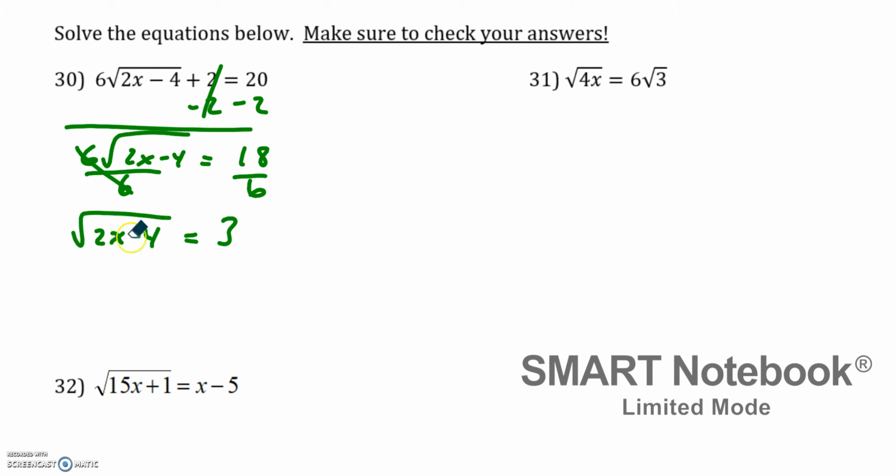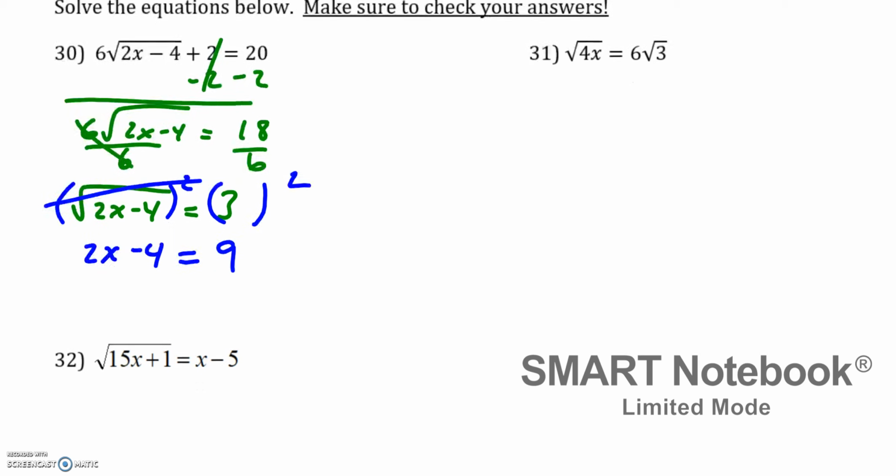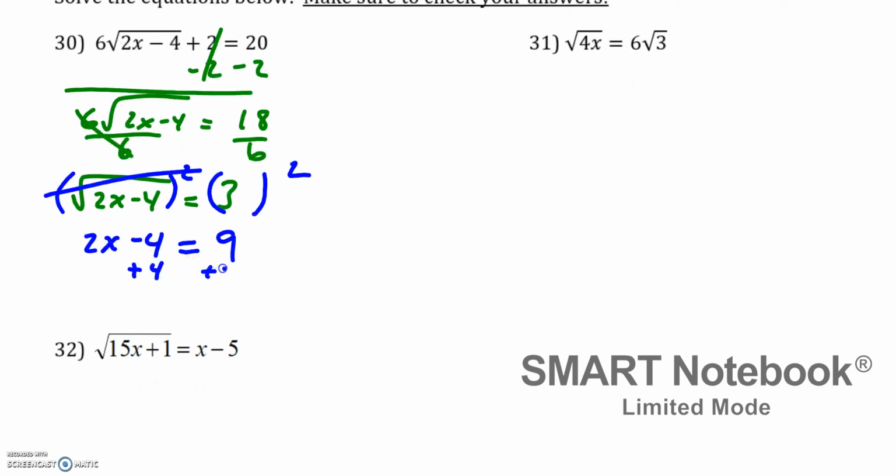Now I can't move either of these numbers yet because they're stuck under the radical, so why don't we get rid of the radical by squaring both sides? And if I do that, I'm left with 2x minus 4 equals 9. Add the 4 on both sides. 2x equals 13. And so if I take 13 divided by 2, I would get 6.5. So I think my answer is 6.5.